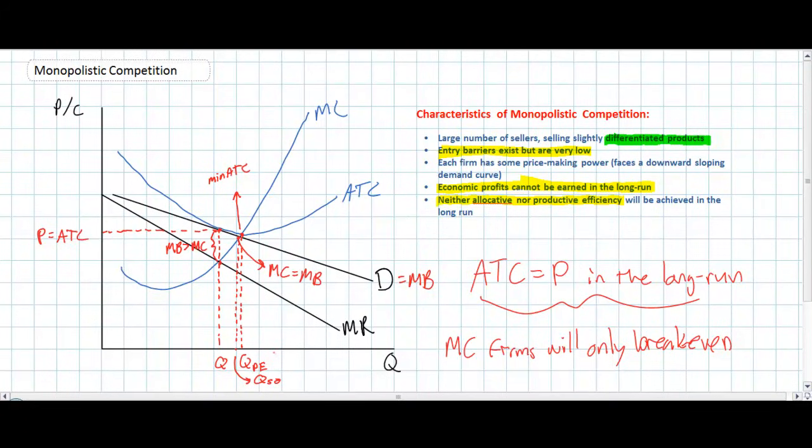Drawing the graph is very tricky. We must be careful to show that demand is tangent to the average total cost curve. Your demand curve cannot cross your ATC curve when showing a monopolistic competitor in its long run equilibrium. If it did cross the ATC curve, then there would be the possibility of earning economic profits in the long run. But we know that due to the low barriers to entry, this is not a possibility.